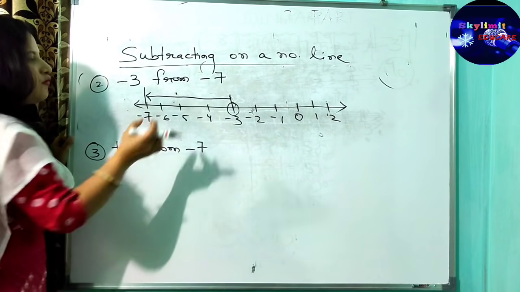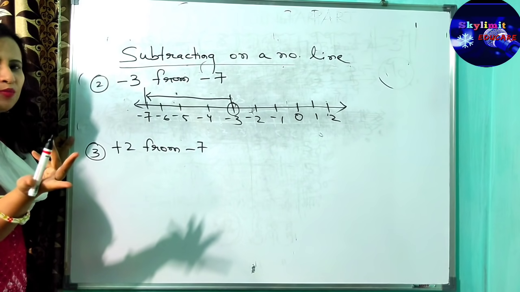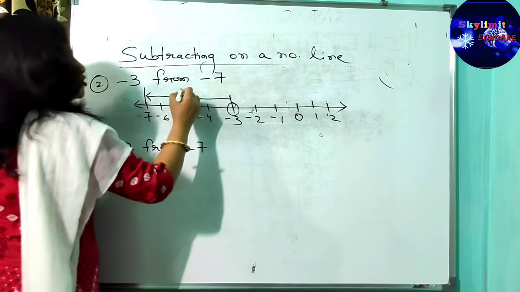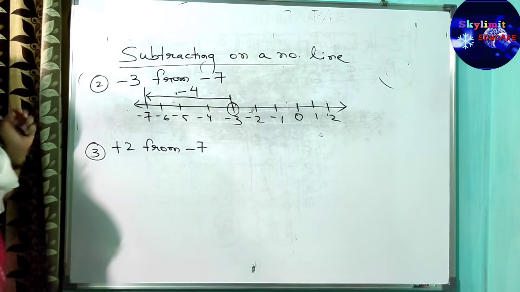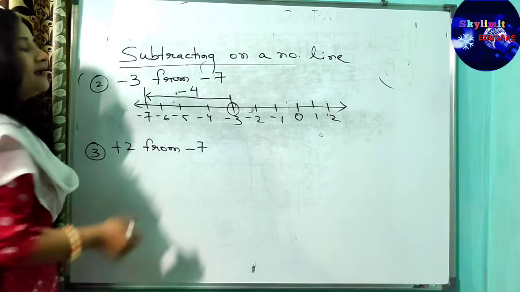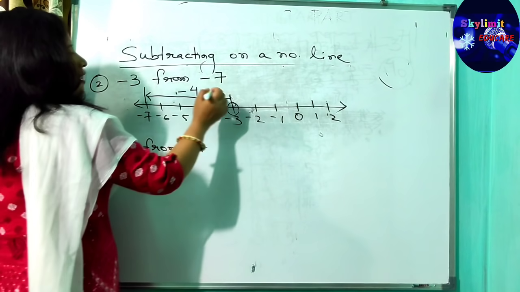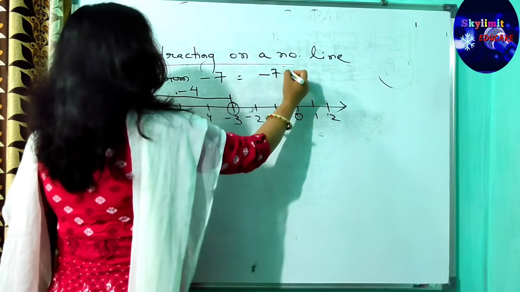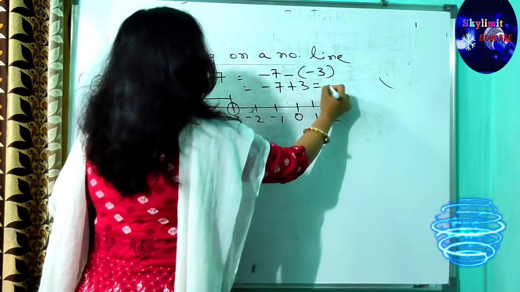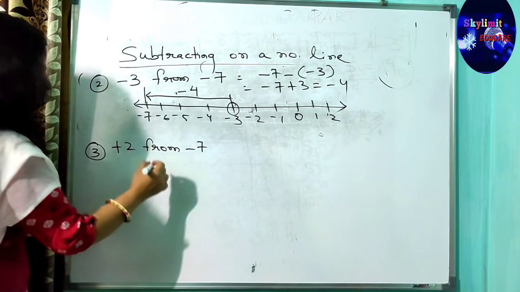How many steps did I move? 1, 2, 3, 4. In which direction did I move? Towards the left. So the answer will be negative 4. I moved 4 steps towards the left in bringing the subtrahend towards the minuend. You can just check it also if you want. Minus 7 minus of minus 3, that is minus 7 plus 3, is equal to how much? Minus 4, right?